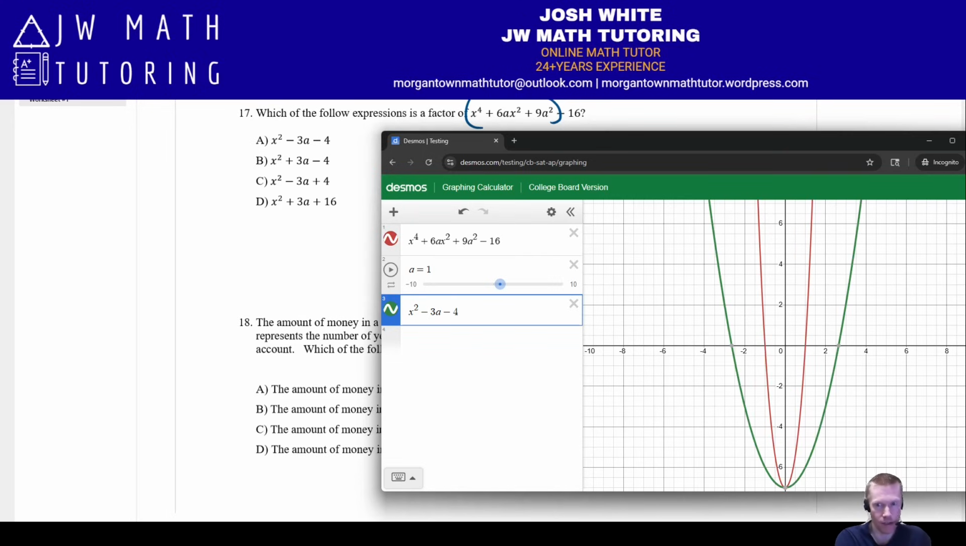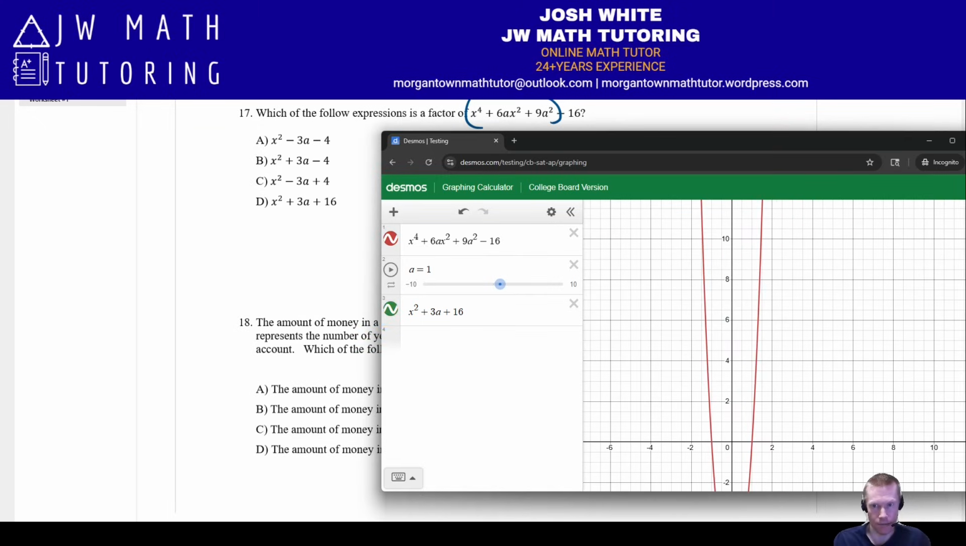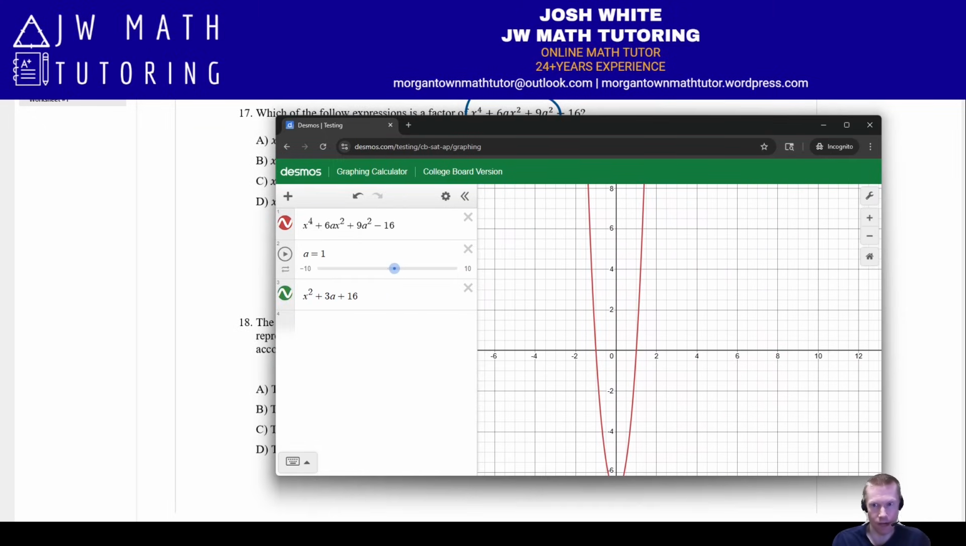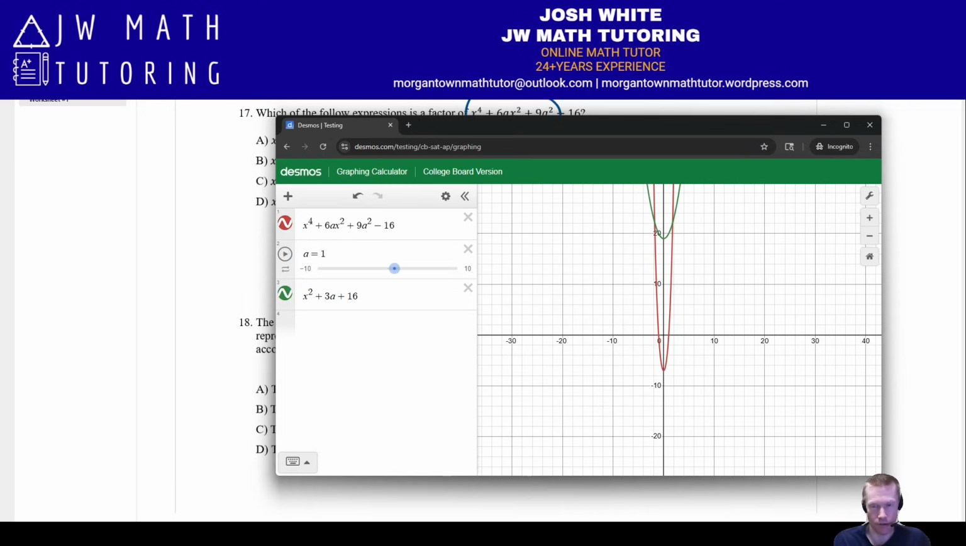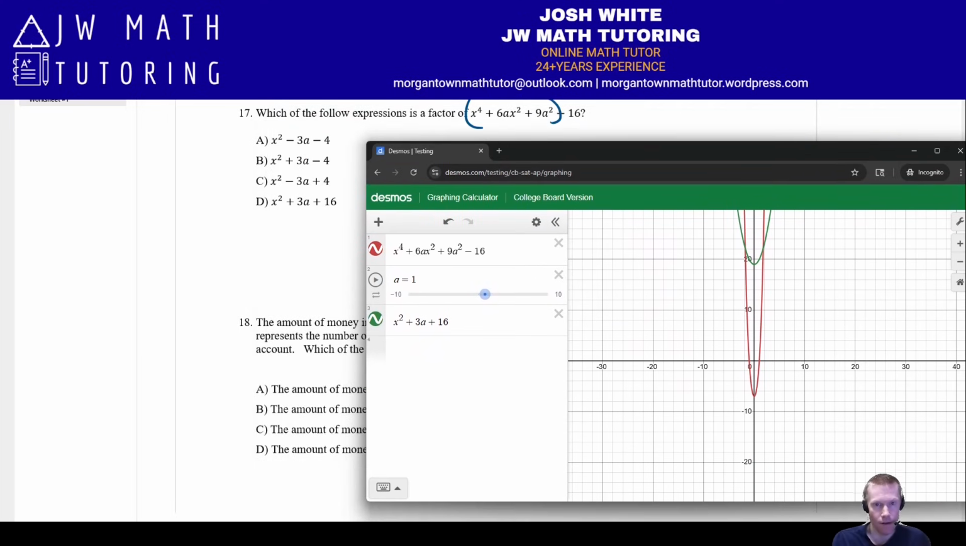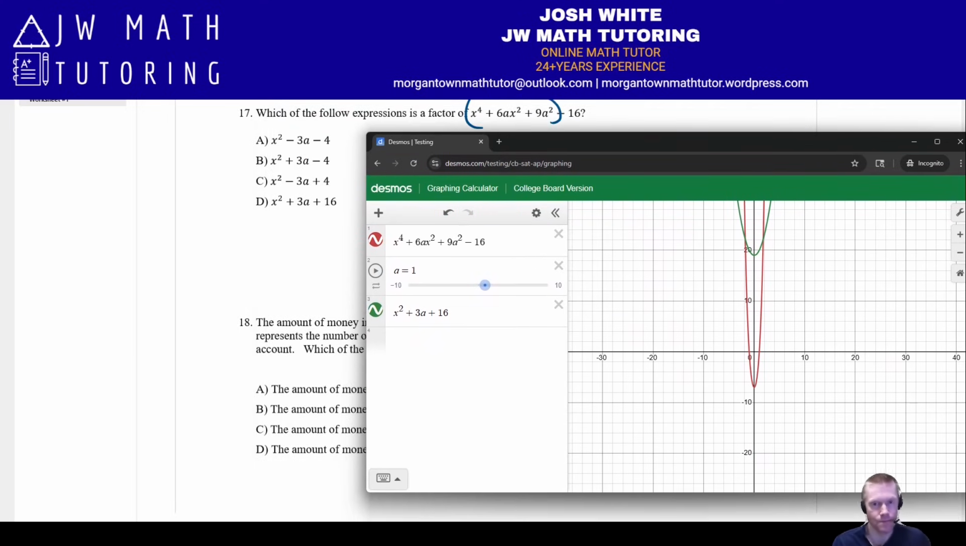Notice this B one does have the same x-intercept values. Let's look at this one here. This one does not. Oh, I need to change this to plus. This one does not have the same x-intercept values, therefore cannot be a factor. And this one does not. I mean, basically, this one doesn't have any x-intercepts. Yeah, see, it's like way up here. Okay, so this is an approach you could take for this specific problem.